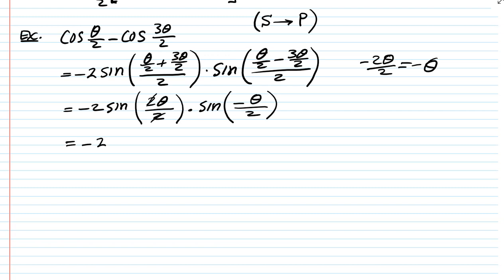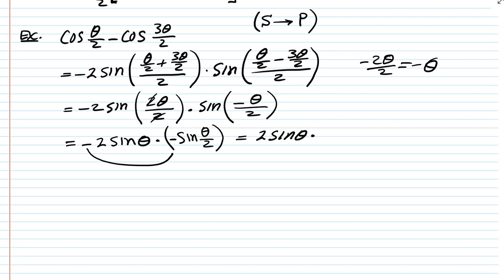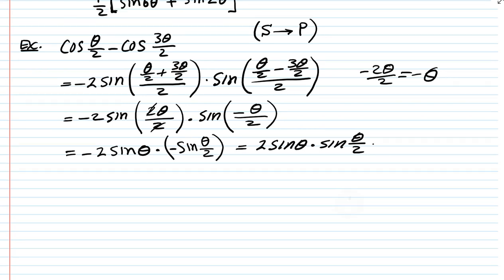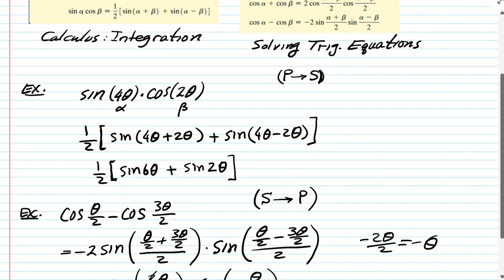Okay, and then we can further simplify this as 2 sine theta times, and the sine of the negative angle is going to be negative sine of the positive angle, right? So that's negative sine of theta over 2. Negative times negative is positive, so the answer to this is going to be 2 sine theta times sine theta divided by 2. And there we have this one. Okay, pretty easy. Just direct application of these formulas.